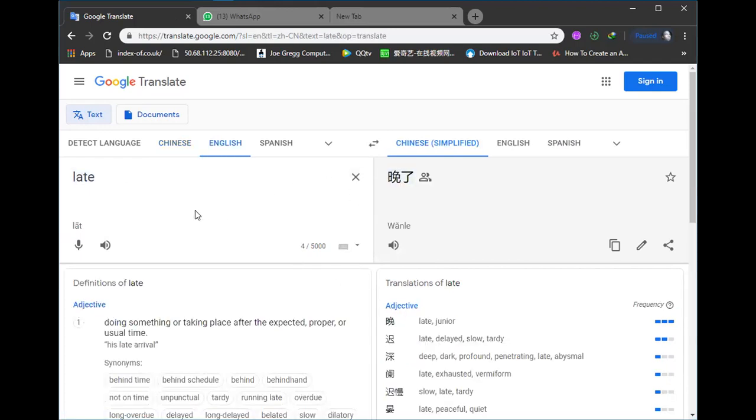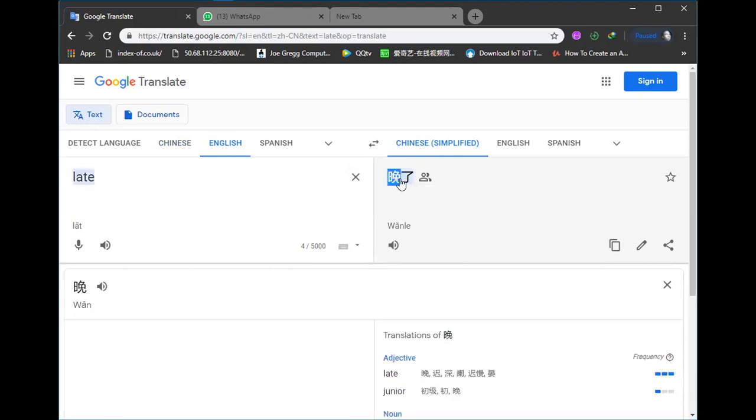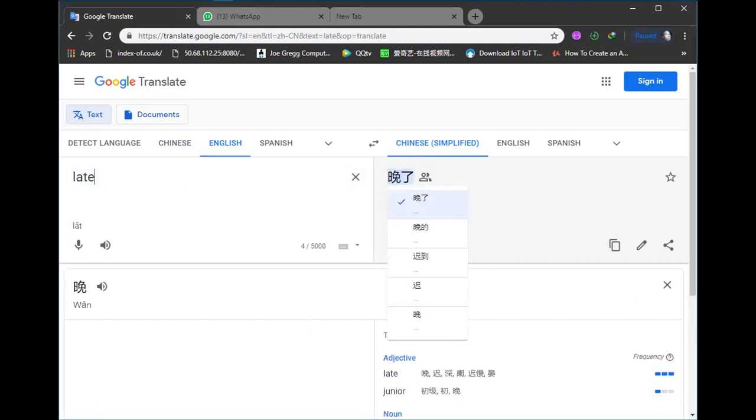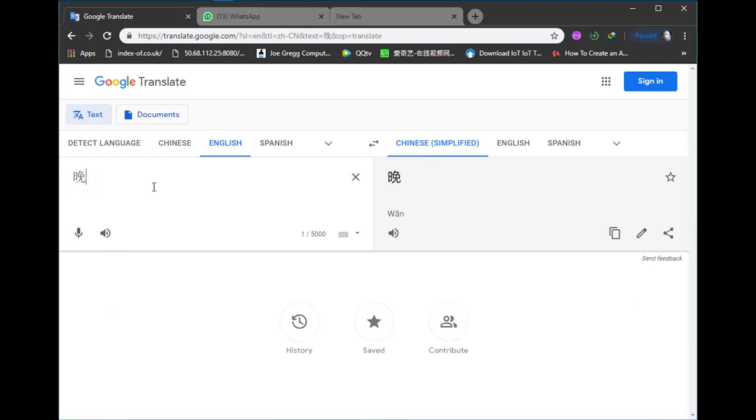Okay. Wan. I'm going to copy this one. I don't have a W keyboard, so I want to copy this one out to the side. Okay. There we go. So how do we say good evening or good night?